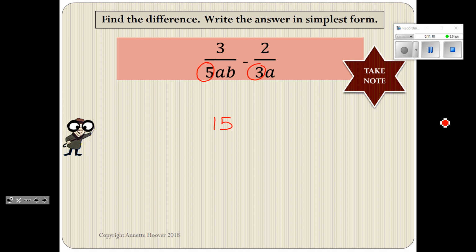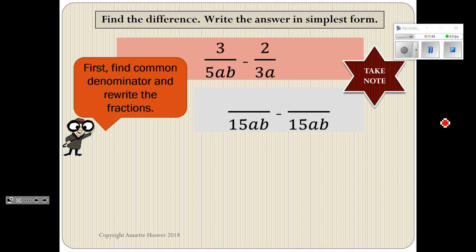Now I have to write every variable that I see. They both share an a, but there's also a b present, so I have to put that. I have to have in the denominator every variable that is represented up there. They shared an a, so I wrote an a. There was also a b, so I wrote a b. That made our common denominator 15ab. Let's see how that would work.